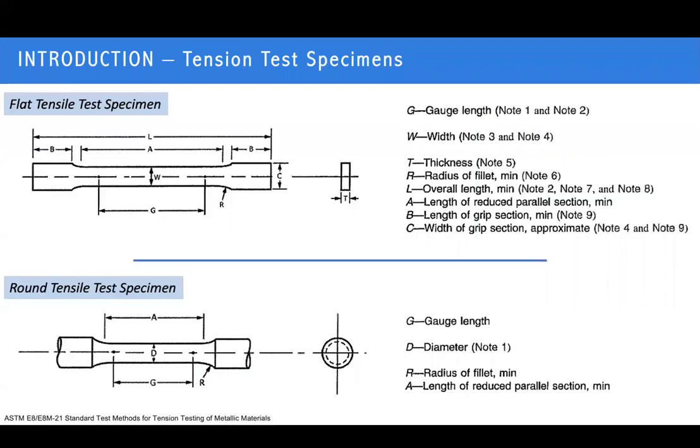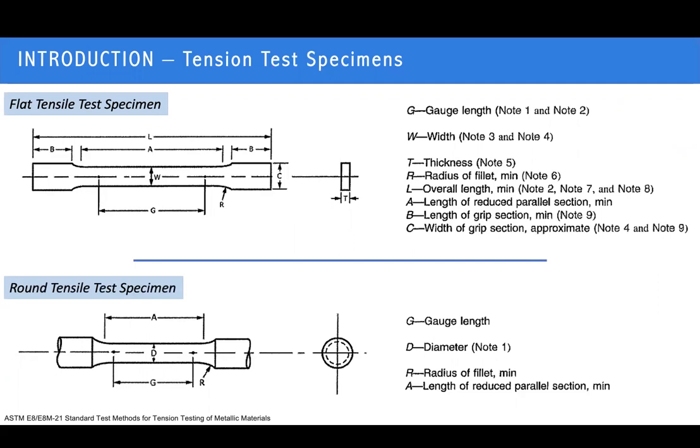So let's start with the specimens. As I mentioned before, we take the specimen from the base material. Here I'm not going to talk about the standard of the specimen, but I just want you to understand the shape and the nature of the specimens. There are mostly two different types of specimens: a flat type specimen and a round type specimen.